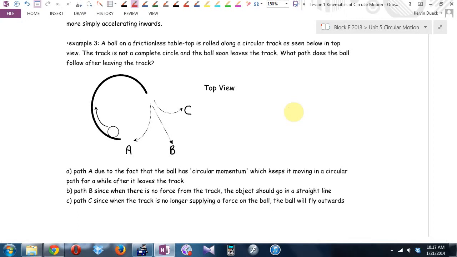Example 3. A ball is on a frictionless tabletop and it's rolled along a circular track as seen below in a top view, so we're looking down at it. The track is not a complete circle. We've cut part of the circle away. So the ball rolls really fast. When it gets to the end of the track, what path will it follow?